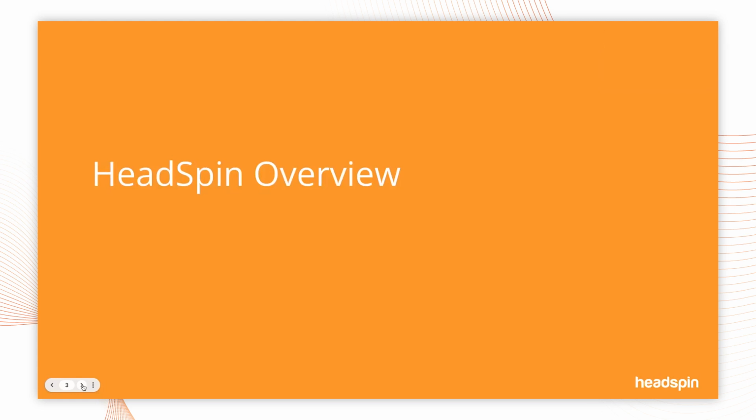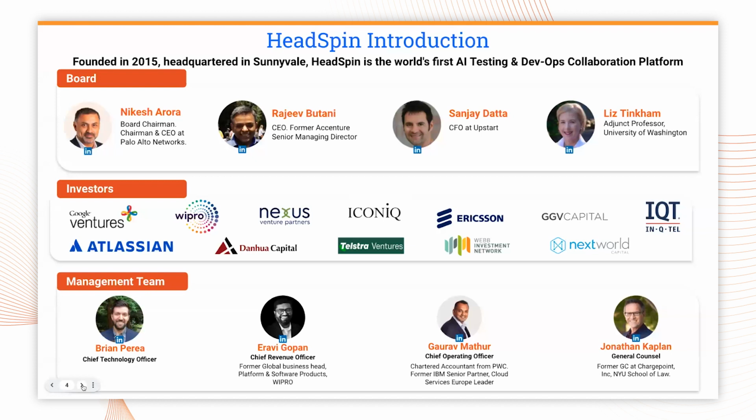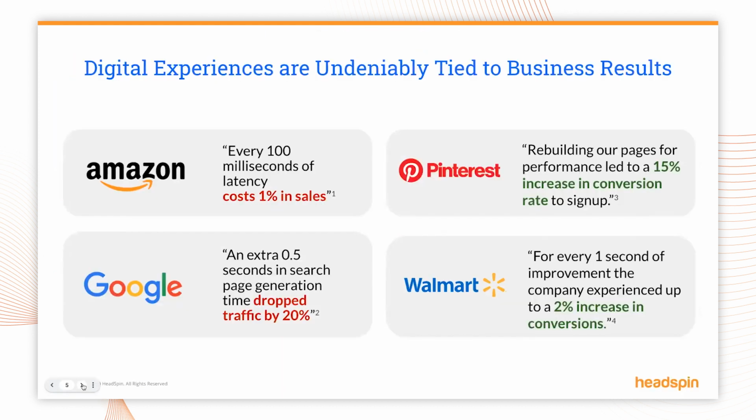So who is HeadSpin and what do we offer? HeadSpin is a 7-year-old company based in Sunnyvale, California, and we were founded on the premise of helping our customers execute synthetic testing on real-world digital experiences. As you may be aware, speed, ease of use, and ensuring the experience is consistent are critically important to the success of every enterprise. And that's where HeadSpin's platform really comes into play.